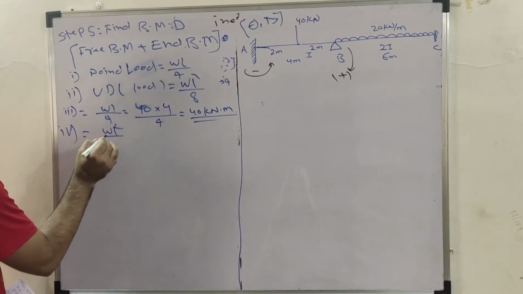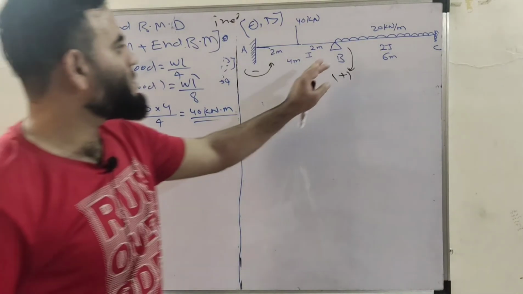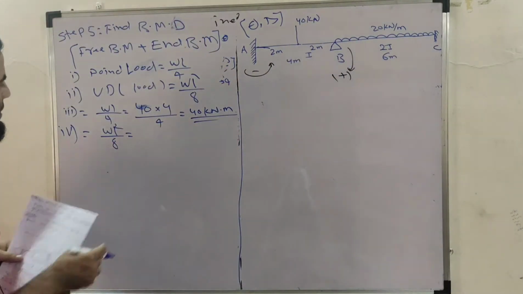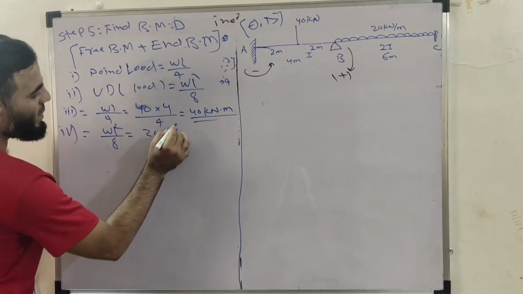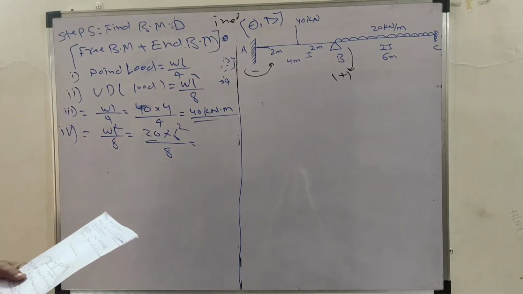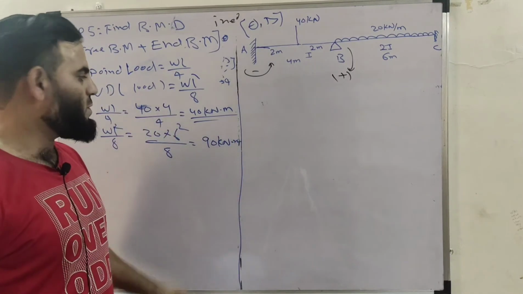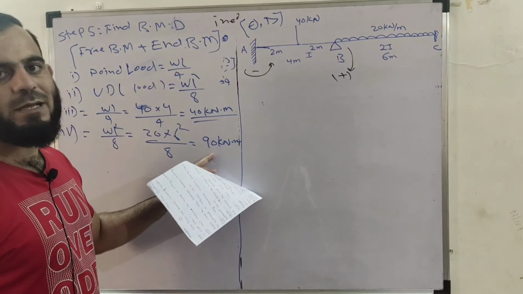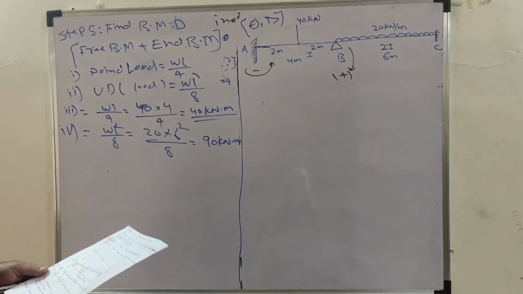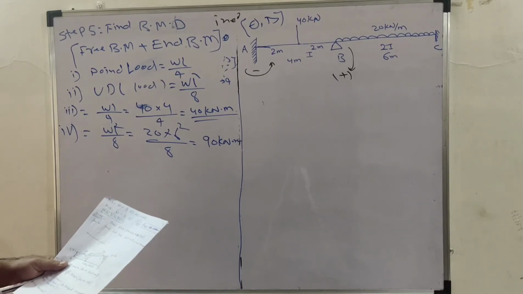Now the second is due to the UDL: WL square by 8. W into L square by 8. This one is BC. For AB we got the point load; for BC it is due to the UDL. W is 20 into L square is 60, divided by 8. Now how much do we get? 90 kilonewton meter. This we did according to the point load and according to the UDL.